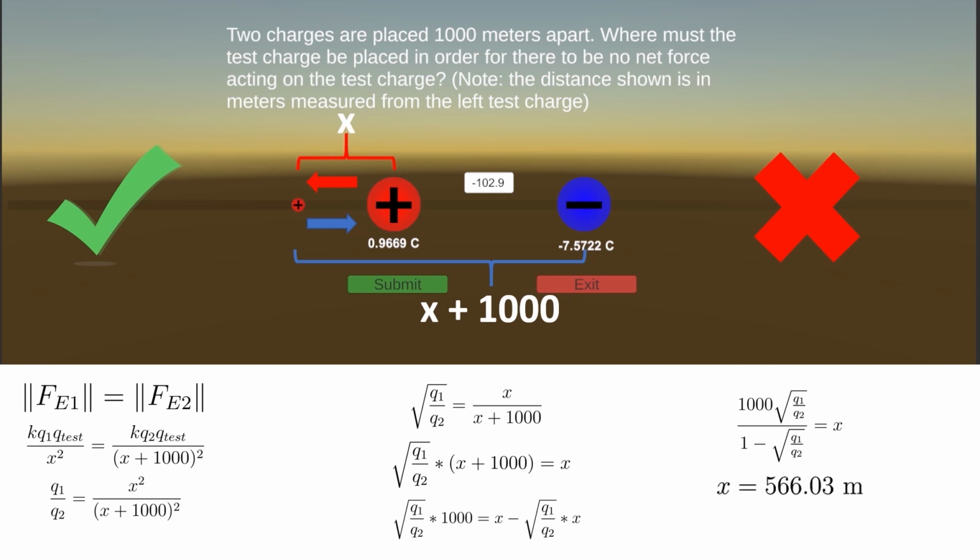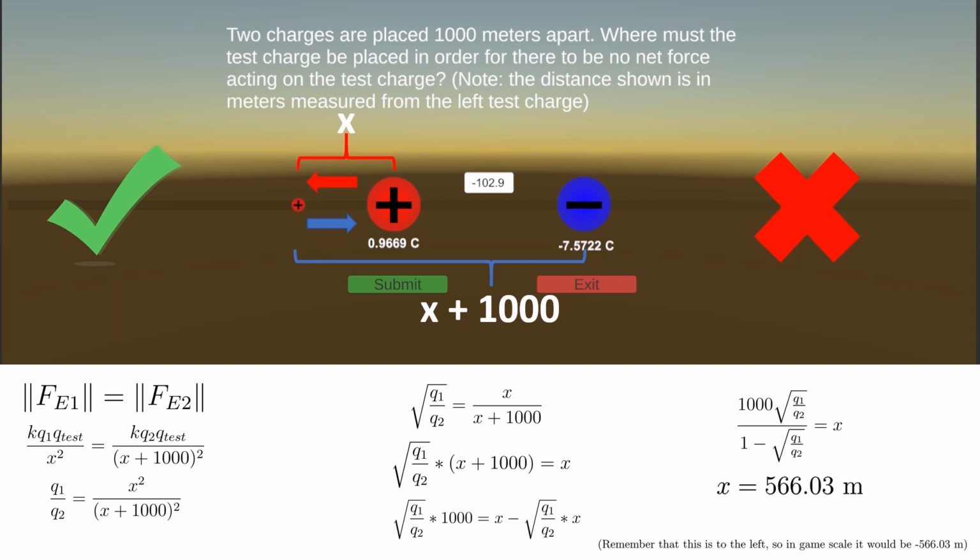Now this is this one case, and in this problem, we should also remember that in the game, because the measurement is depending on the left charge, a position to the left of the left charge would be a negative value. So we just have to make sure that we understand how the game reads these values. We'd actually make this negative 566.03 meters in the game. Now this is one case in which the charge happens to be on the left. If both charges are the same nature, then it'd be in the middle.